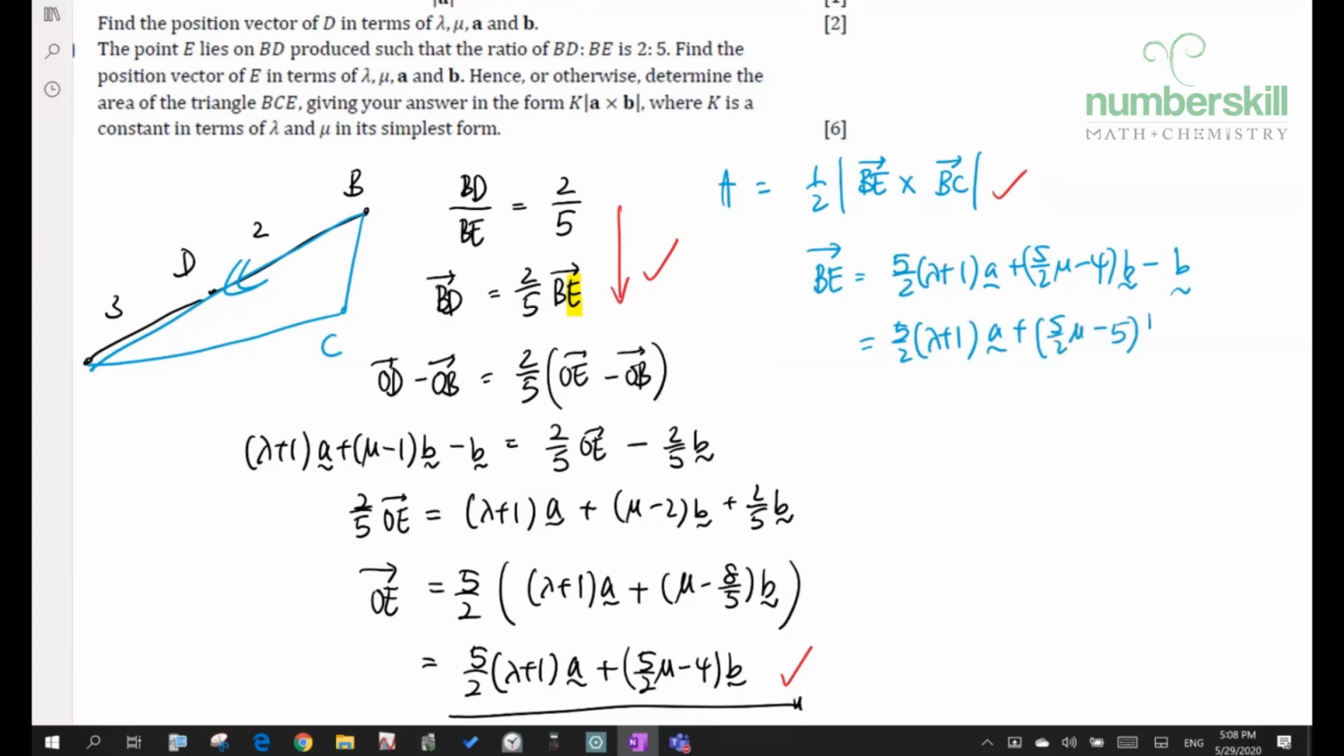Minus 5. Okay. This is my BE, 2 lines only. Okay, next BC. BC is OC minus OB, right? What the heck is OC? I forgot again.